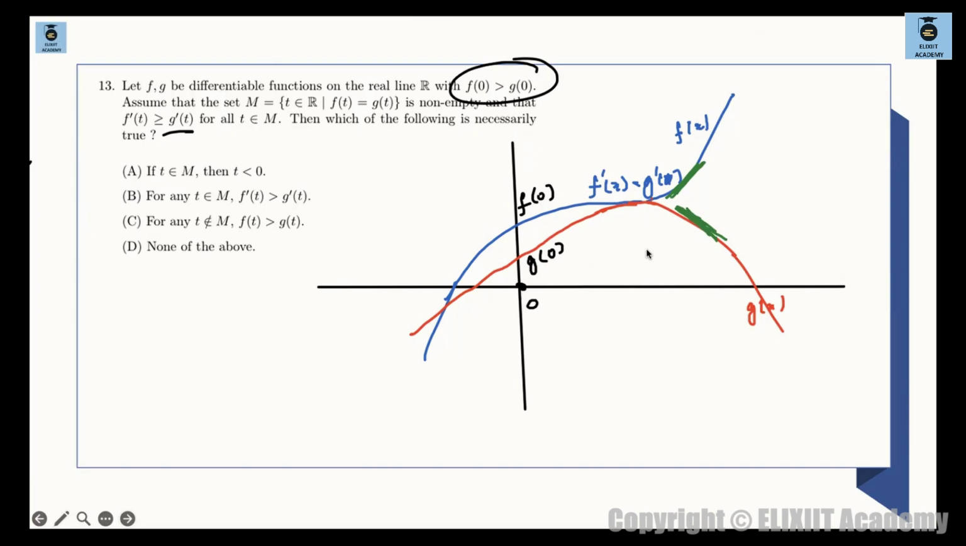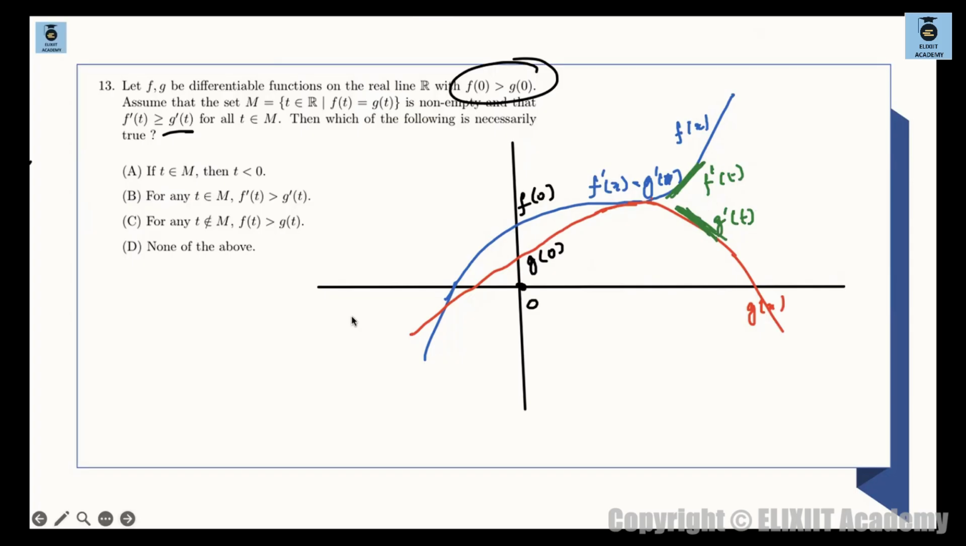So you can clearly see from the graph itself that f dash of t is more than g dash of t only for these places. This is f dash of t and this is g dash of t. f dash of t is more than g dash of t only for t positive, है ना?